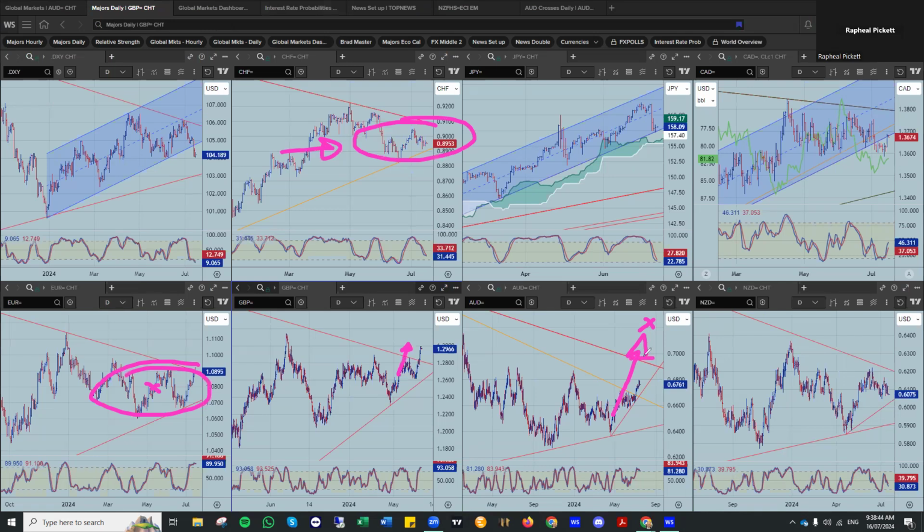Obviously, trading numbers that go with the trend is more favorable, okay? And you can see here Kiwi. Why isn't the Kiwi moving? Well, RBNZ are due to cut rates, so are the Fed. So it doesn't go anywhere.